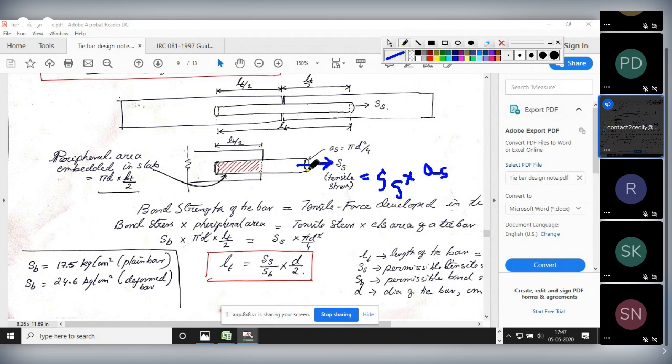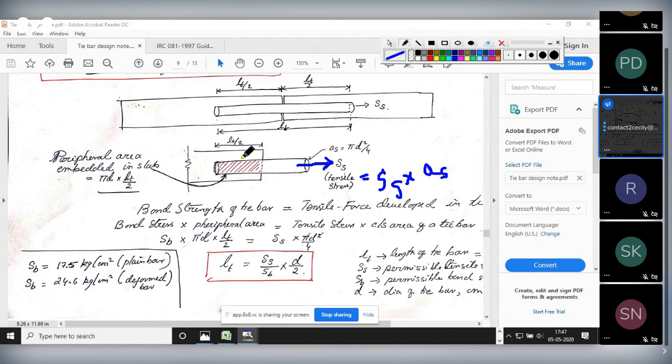Okay. Now from here we got the value of tensile force. How will we calculate? That is tensile stress into As, area of a single tie bar. Okay, this is the cross-section area. Now then, what is the bond stress? Where is it acting? It is acting over the circumference of the tie bar, right? That is acting on the circumferential surface of the tie bar.